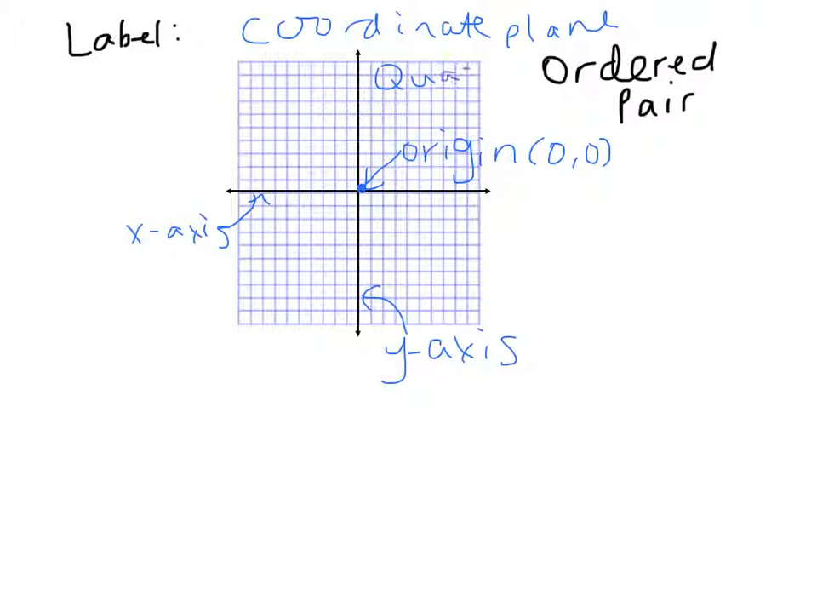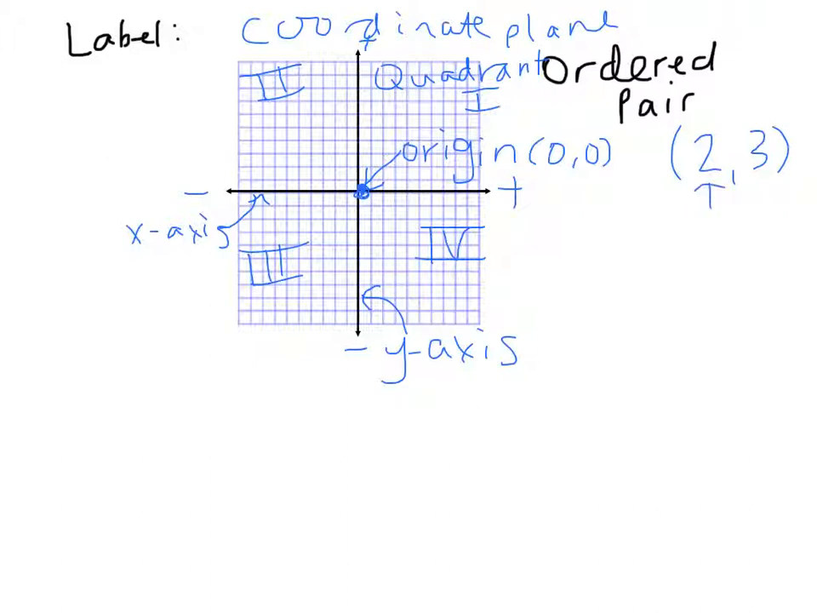And then we also have what we call our quadrants. So here we have quadrant 1. Here we have quadrant 2. Here is quadrant 3, and here is quadrant 4. Okay, remember that from the origin, as we go to the right on our x-axis, the numbers get positive, and as we go to the left, the numbers get negative. And from our origin, as we go up on the y-axis, the numbers get positive, and as we go down, the numbers get negative.